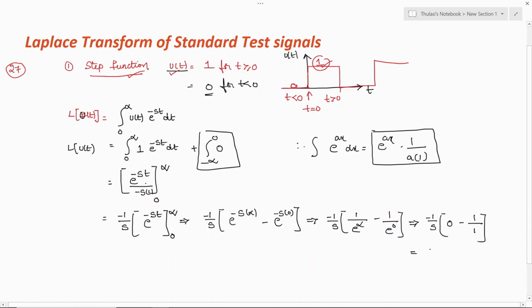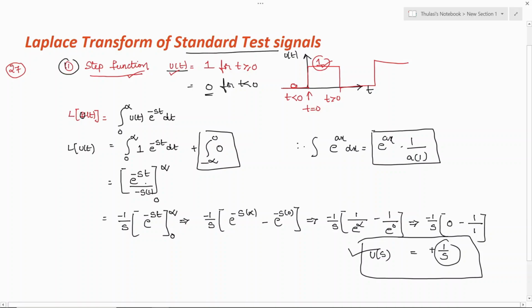So minus into minus is plus 1 by s. So the Laplace transform of a step function, which is nothing but u of s, is equal to 1 by s. Okay, so these signals are very important when you understand the standard test signals. So this is how to write down the standard test signal. Under this, the first test signal is the step function. Okay, this is how to define it.